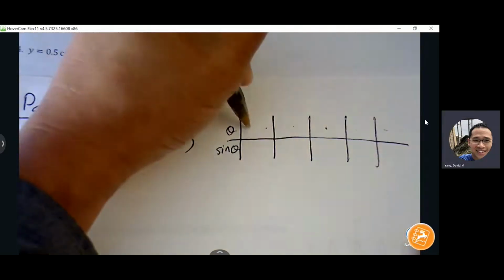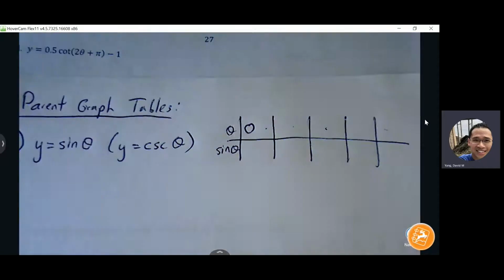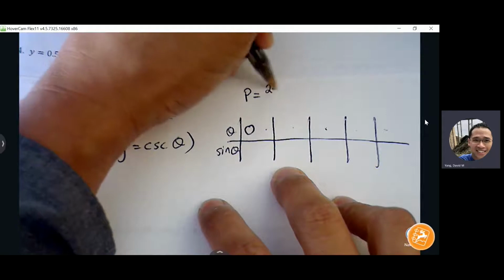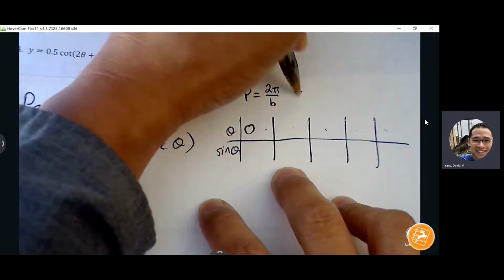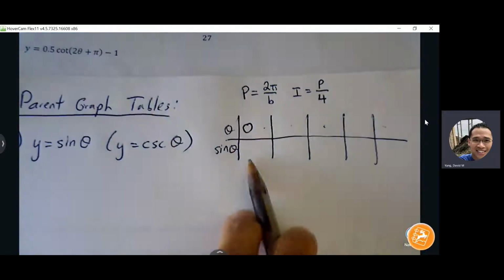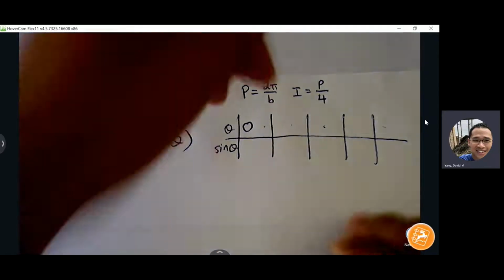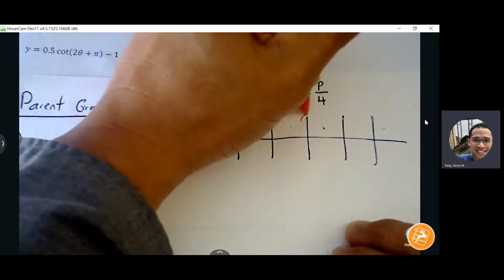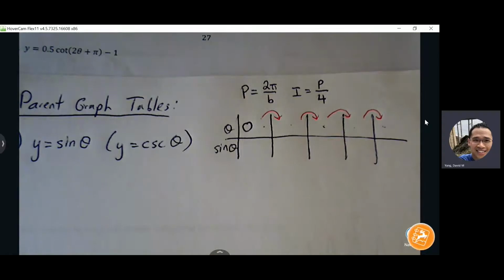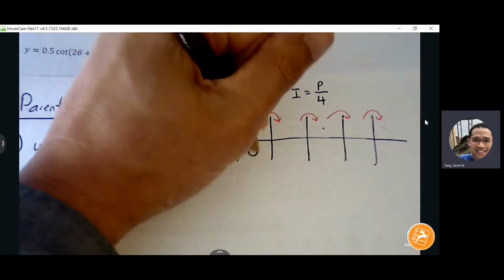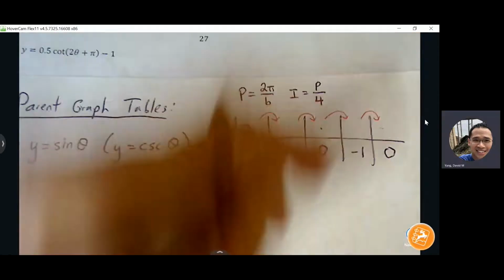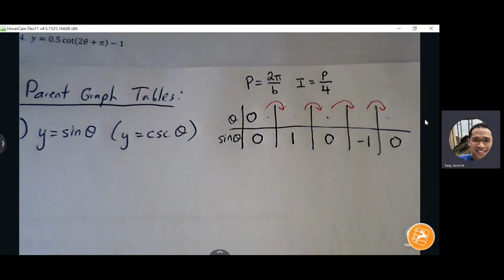Now with sine, you're always going to start at 0 and you're always going to increment by whatever your interval is. Remember your period formula is 2 pi over b, and then your interval is period over 4. You're always starting at 0 and incrementing by that value initially, and you guys were doing that fine, no issues. Sine starts at 0, rises up, and then back to 0. Okay, I didn't see any issues here.